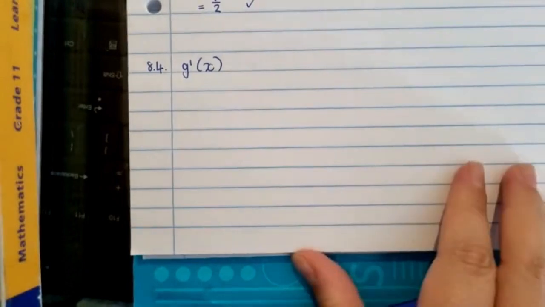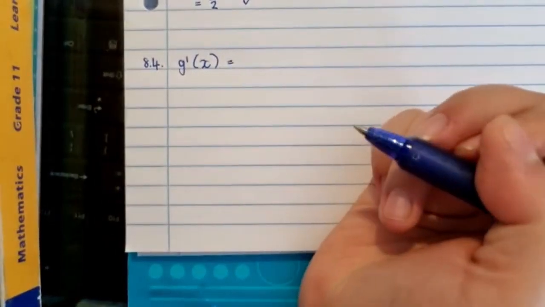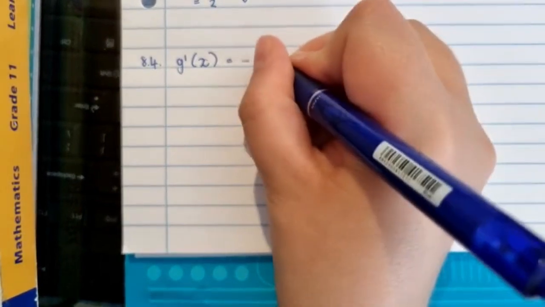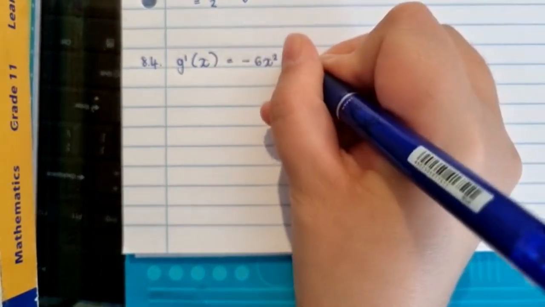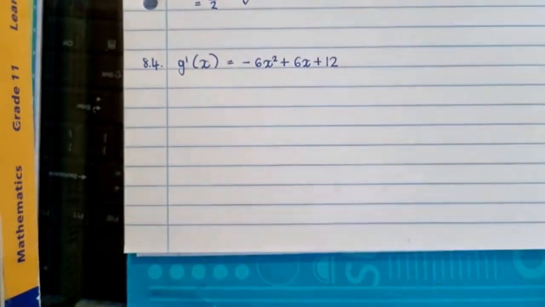They've given us this equation, right? Sorry that it's going blurry all the time. All right, the derivative is -6x squared plus 6x plus 12.